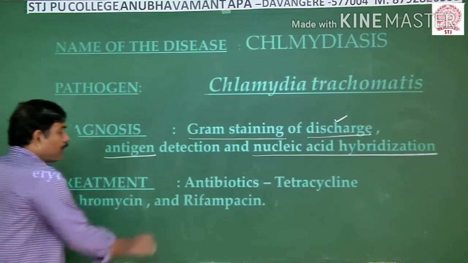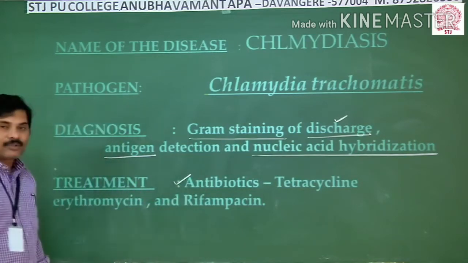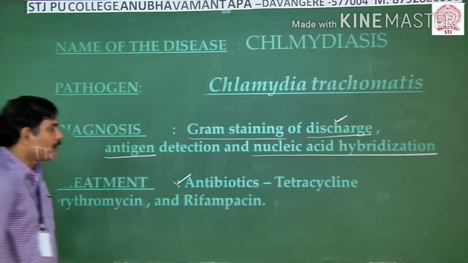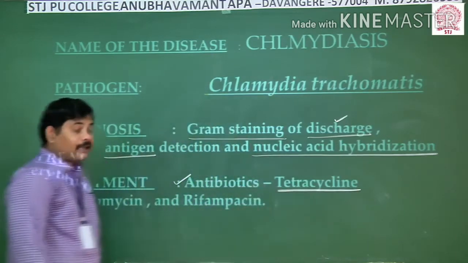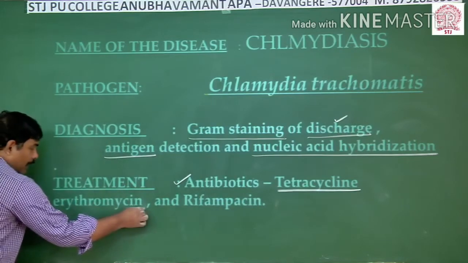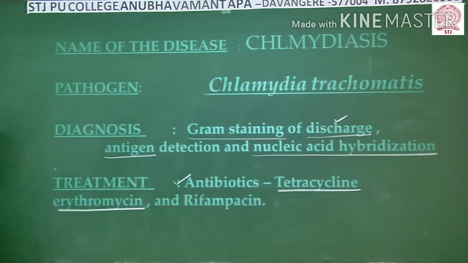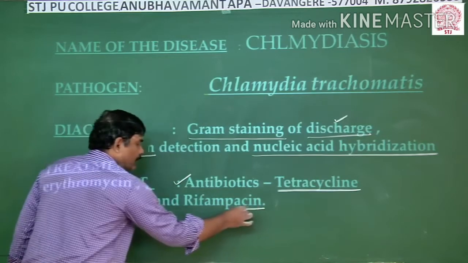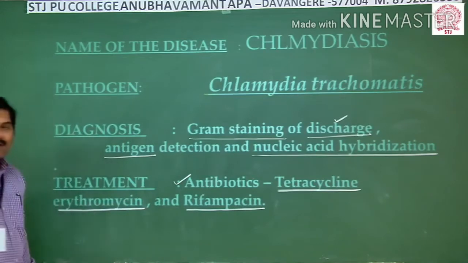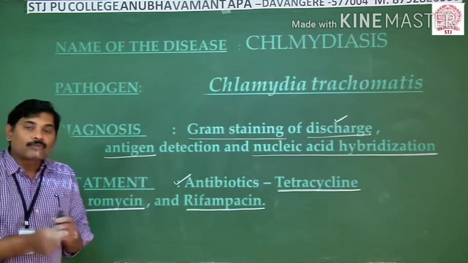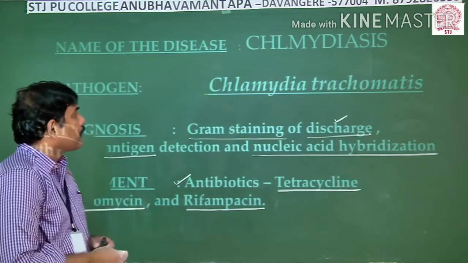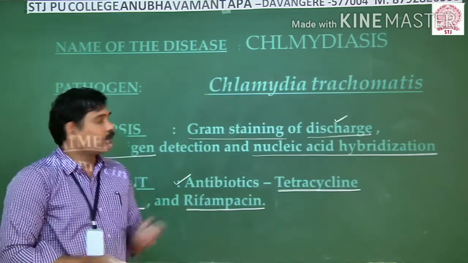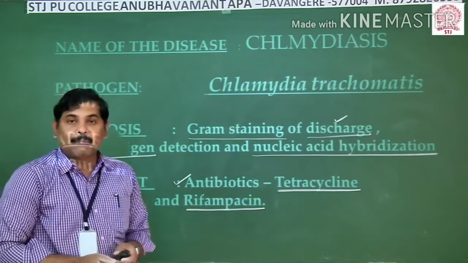As usual, different types of antibiotics are used, and these include tetracycline, an antibiotic. Thereafter erythromycin is an antibiotic. Thereafter rifampicin is one more antibiotic. So by making use of these three different types of antibiotics, we can give a permanent cure for this chlamydiasis. So this is a disease caused by chlamydia.